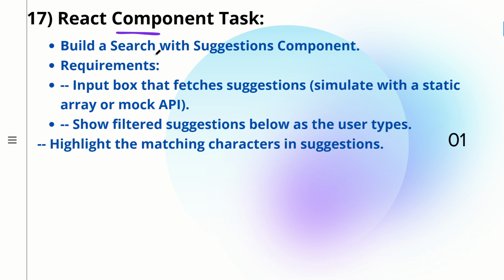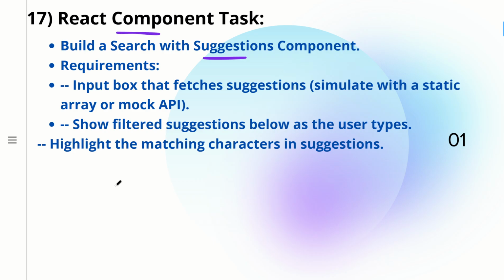Now our 17th question was basically a machine coding round, that is a React component task, where the candidate was asked to build a suggestion component. The requirement is an input box that fetches the suggestions, simulated with a static array or a mock API, shows the filtered suggestions below as the user types, and highlights the matching characters in the suggestion.